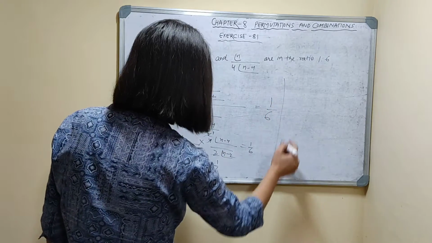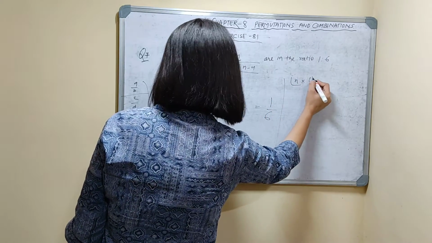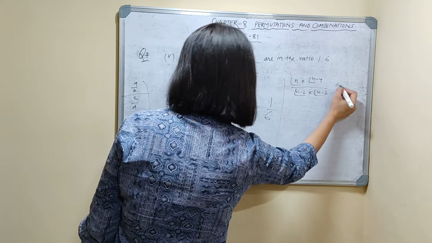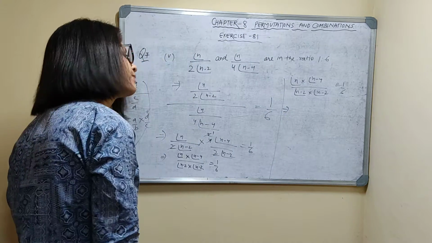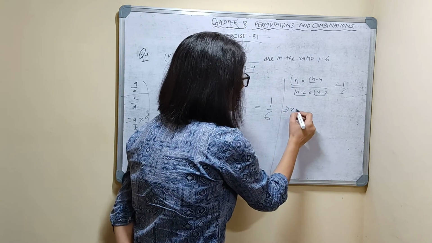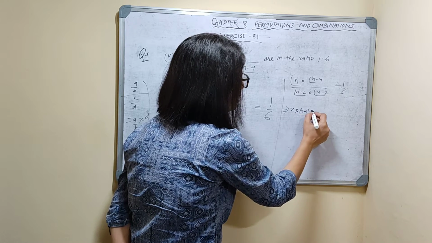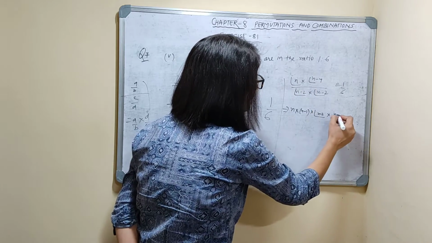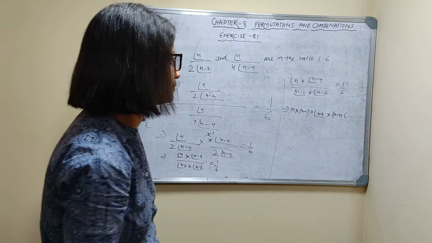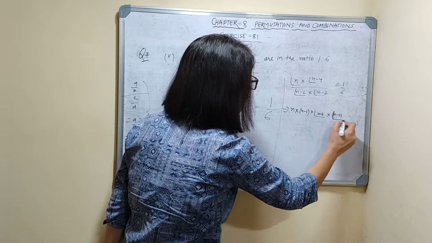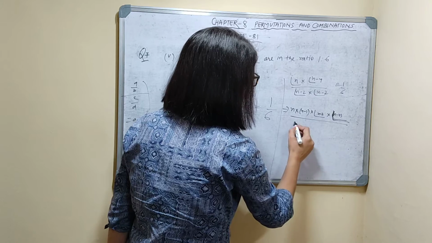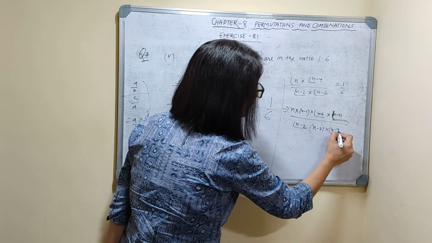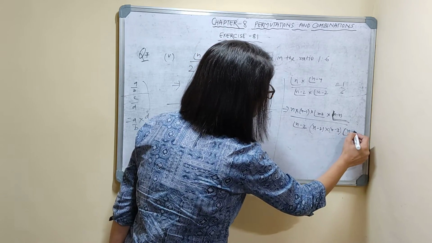So I am writing it again here. Factorial n into factorial n minus 4 upon factorial n minus 2 into factorial n minus 2 is equal to 1/6. So how will you write? This factorial n, I can write n into n minus 1 into factorial of n minus 2. So it will get cancelled. This I can write n minus 4 factorial only. And this is factorial n minus 2, which I can write n minus 2 into n minus 3 into factorial n minus 4.